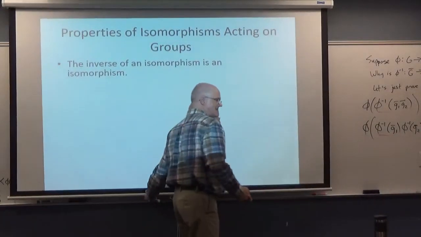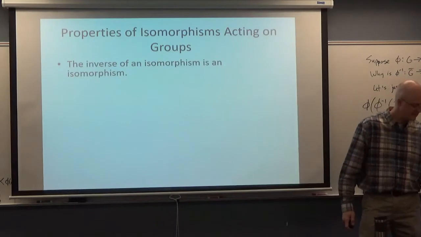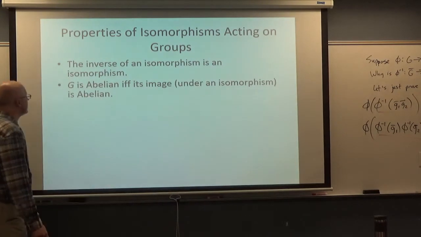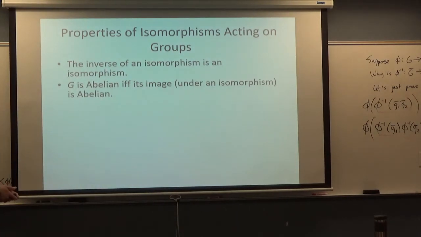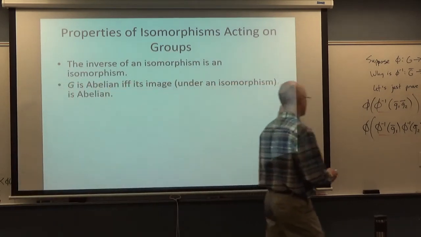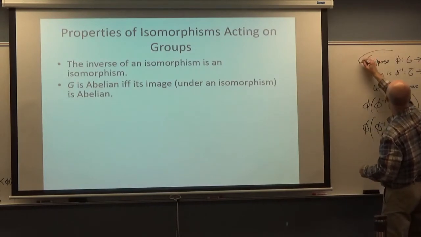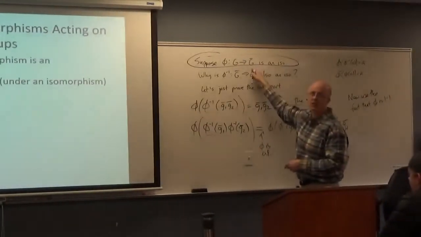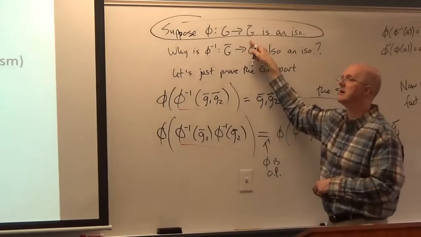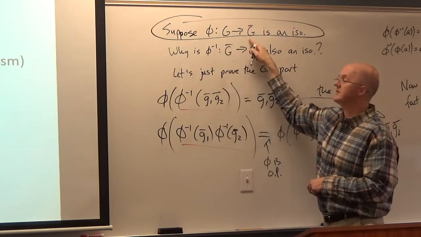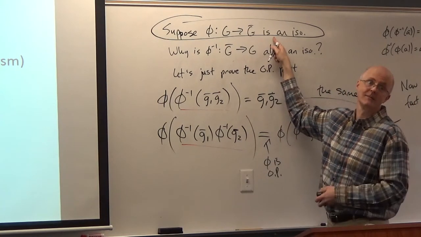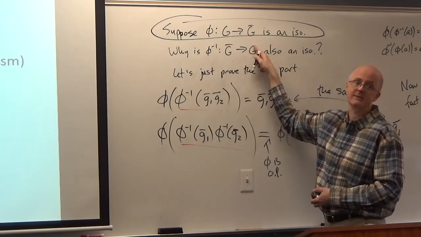I'm not going to prove these other facts today. Maybe one or two of them next Monday. G is abelian if and only if its image under phi, which is G bar, is also abelian. So when I write that, I'm imagining I'm in the situation here that I've got an isomorphism from G to G bar. G is abelian if and only if G bar is abelian when you've got this isomorphism. They share the property of being abelian or not. If G is not abelian, then G bar will not be abelian.